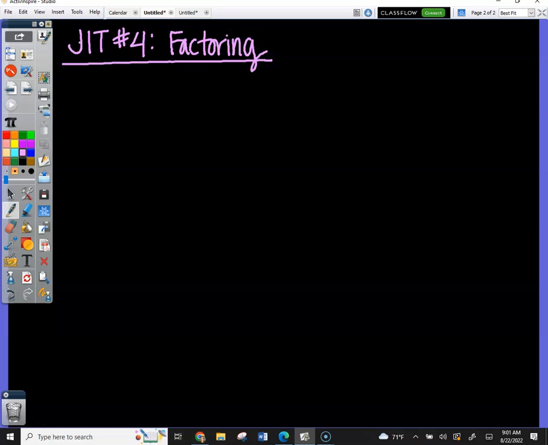Okay. Just in time review, number 4, factoring. Let's address cubes.